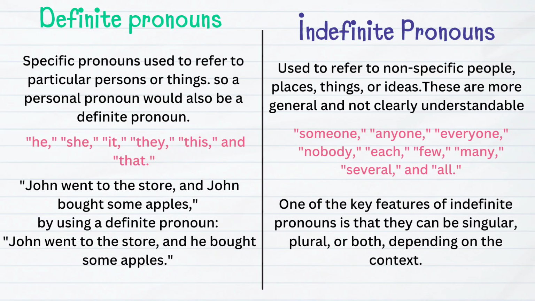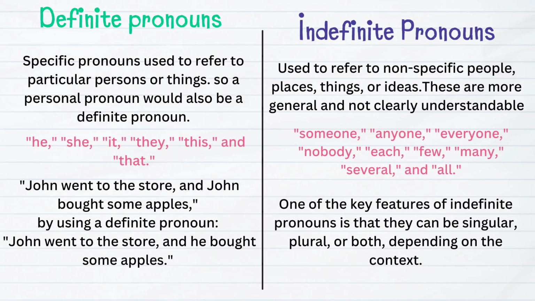Definite pronouns are he, she, it, they, this and that. Indefinite pronouns are someone, anyone, everyone, nobody, each, few, many, several and all. Now see the example in definite pronouns. John went to the store and John bought some apples. You can use a definite pronoun. John went to the store and he bought some apples. Here, he is a definite pronoun that refers back to John.